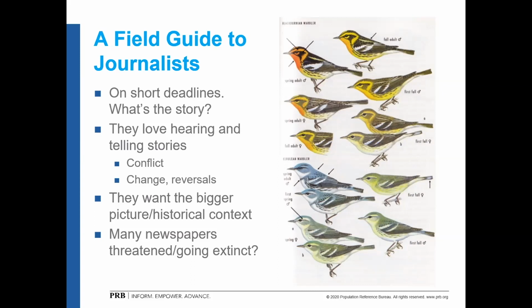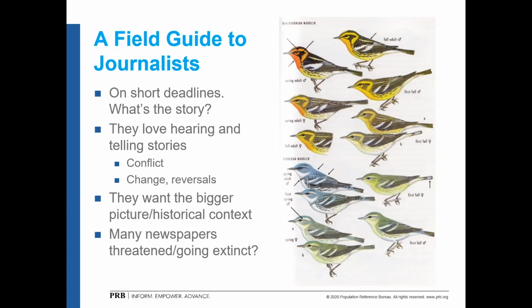So how can you identify a journalist in the wild? First, they are on short deadlines, so they do have a story to write. They want to write it quickly. They might have 1 or 2 days. So if somebody does contact you and wants to write a story, it's good to get back to them quickly.